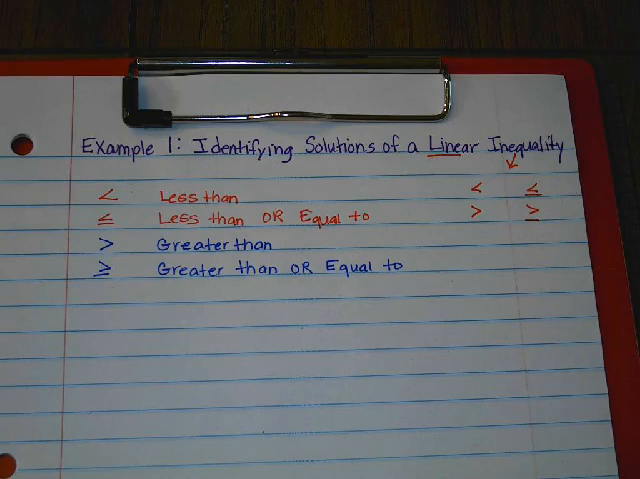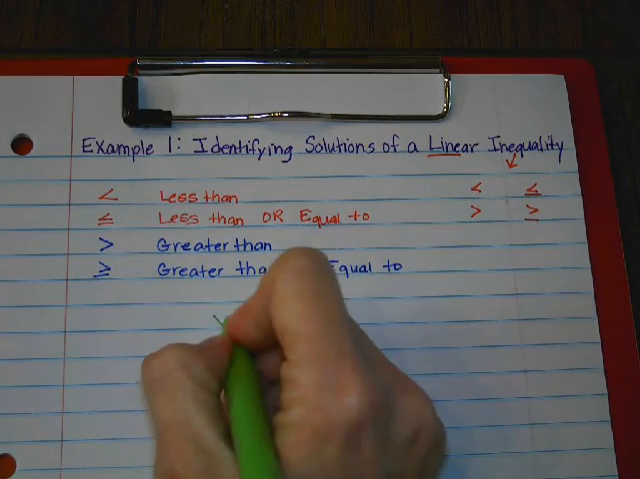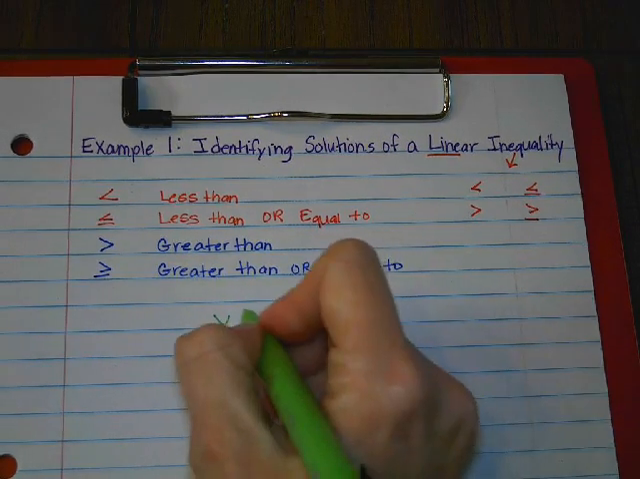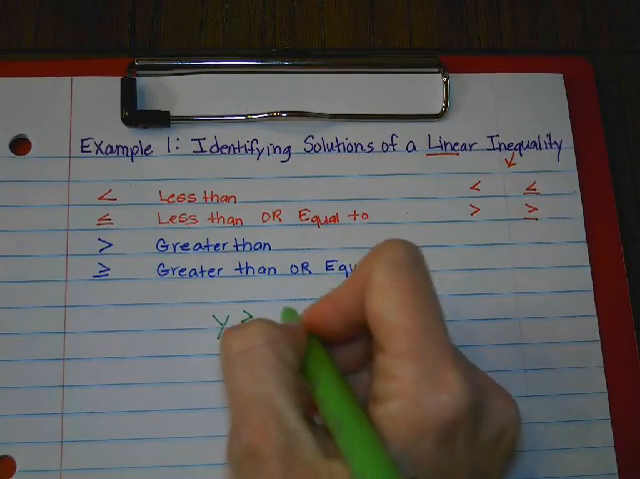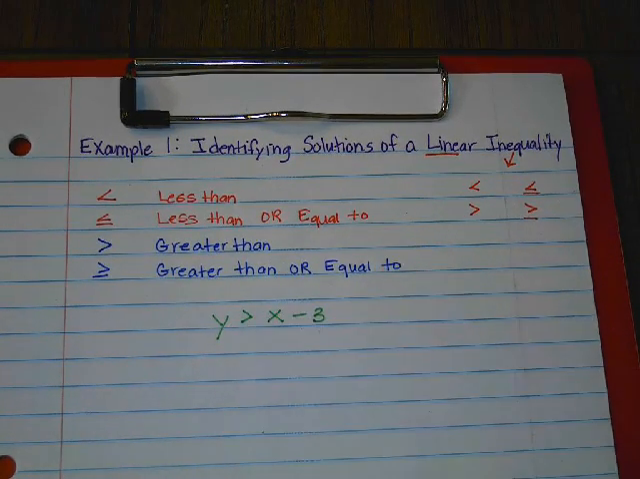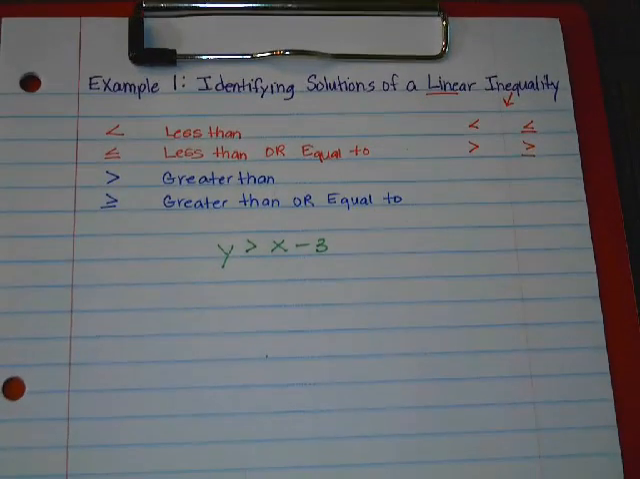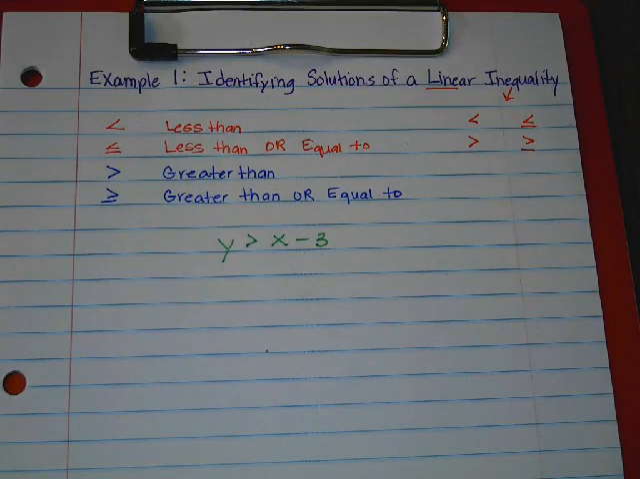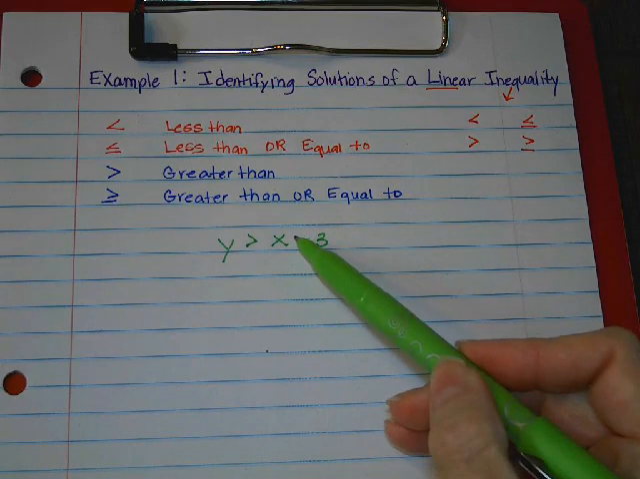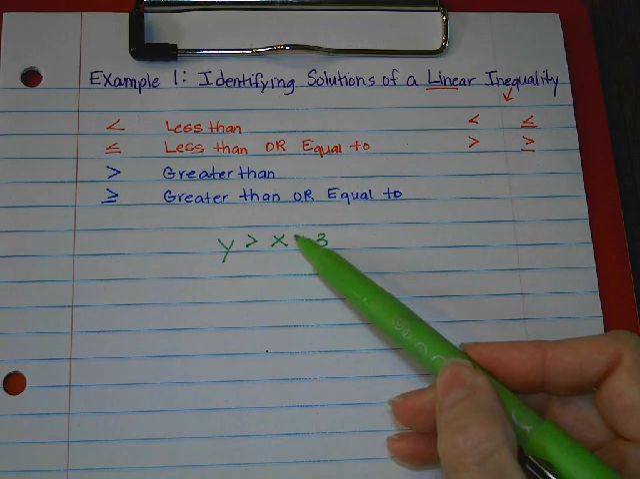We're going to look at a given inequality, and then we're going to look at a solution and see if that solution would hold true in that inequality. All right, so our given inequality is y is greater than x minus 3. We know that this would be linear because we only have a degree of 1. Our x is raised to the first power, which makes it linear.